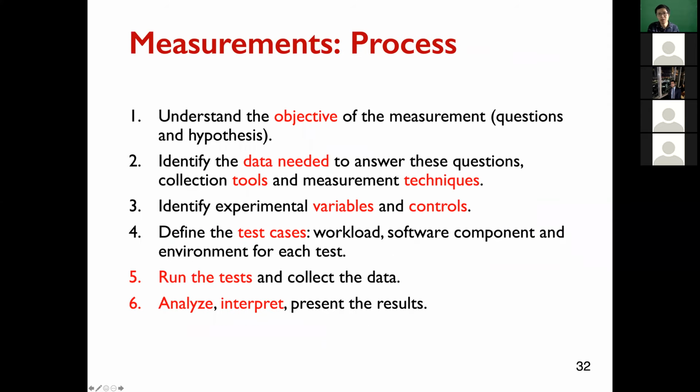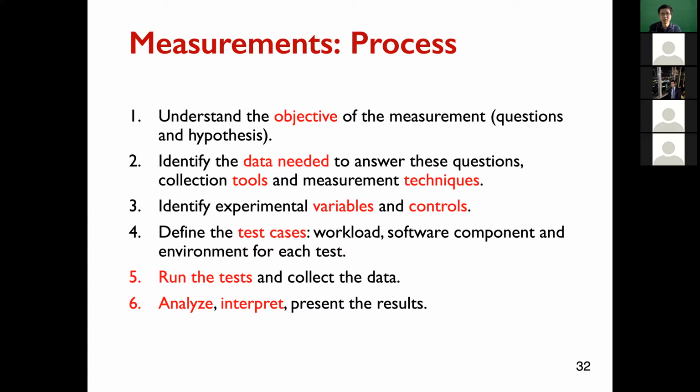So what is the measurement process usually? First, we need to understand the objective of the measurement, right? And then we need to identify data needed to answer those questions in the objectives, okay? And we need to specify the tools and techniques used for measurement. Then we need to identify experimental variables and controls. For example, how we should configure the system, how we should feed input to our system, right? And then we define our test cases. Then we run the test and we analyze the results. That's a high-level process for the measurement of software performance.